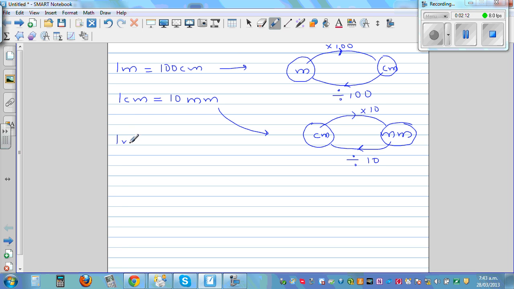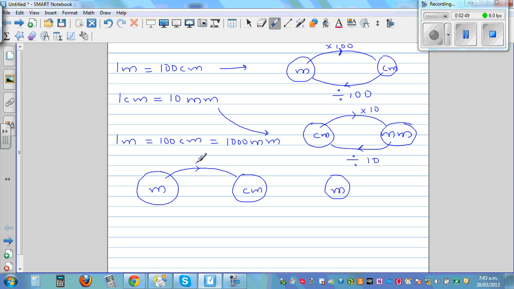The next is, let me write both of them together. So you can say 1 meter is 100 centimeter. And 100 centimeter is how many millimeters? You know 1 centimeter is 10 millimeter. So 100 centimeter would be 1000 millimeter. Now if you want to make up this bubble, from meter you want to change to centimeter, and then change into millimeter. From meter to centimeter, you times it by 100. And from centimeter to millimeter, you times it by 10. And if you go the other way around, this is divided by 100 and this will be divided by 10. Okay, hopefully I'm not confusing you.